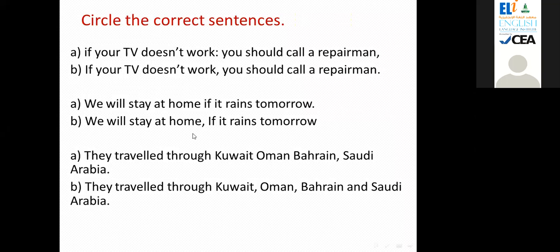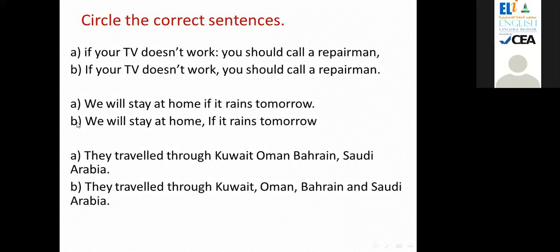So here, if your TV doesn't work, you should call a repairman. Okay, B is the correct one because we use the comma properly after the if clause. So after the if clause, you use the comma and then you indicate the main clause, and you end with a full stop. And as you see here, it starts with a capital letter.